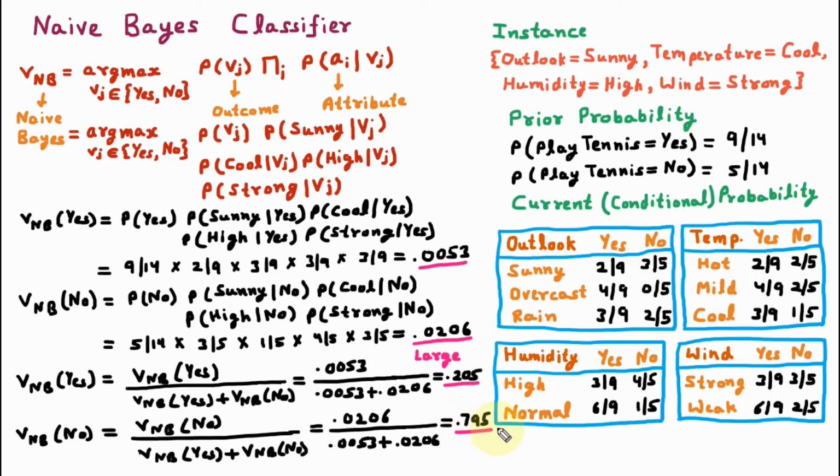This is larger, meaning the probability of no is high. So for the given instance, we are not going to play tennis. The important thing to note is the sum of these two will be 1. So from the given data set, we have taken the prior probability, then the conditional probability for all the attributes. Then for the given instance, we have applied the naive Bayes classifier, and we concluded that for this instance, we are not going to play tennis.